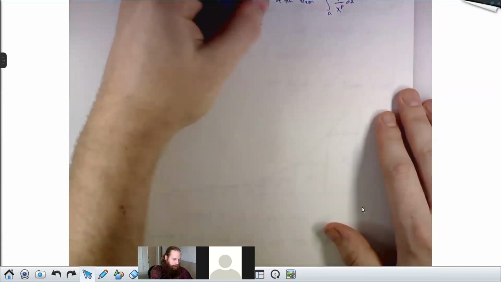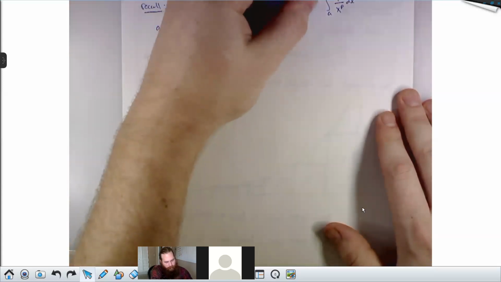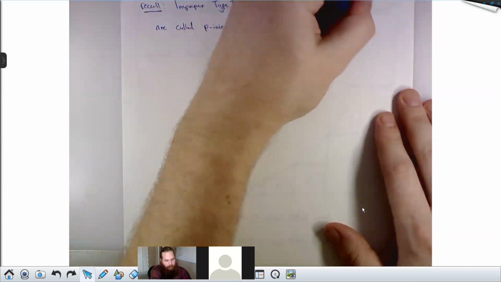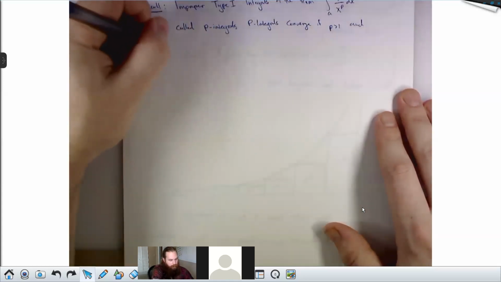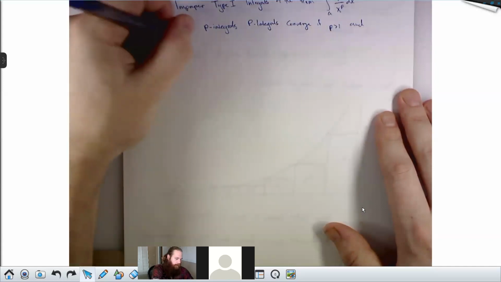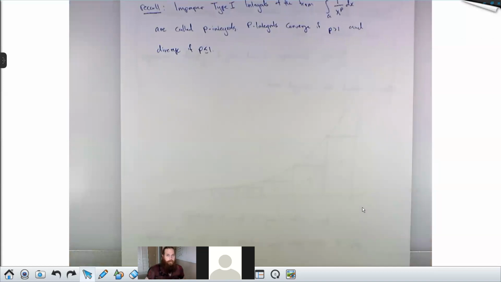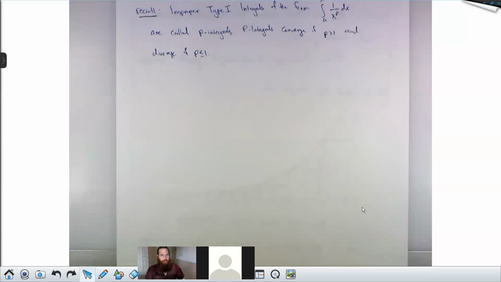P integrals converge if p is strictly bigger than 1 and diverge if p is less than or equal to 1. So what we're going to do now is relate those P integrals to a special family of series.